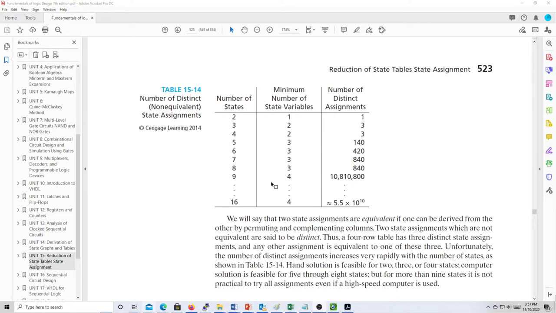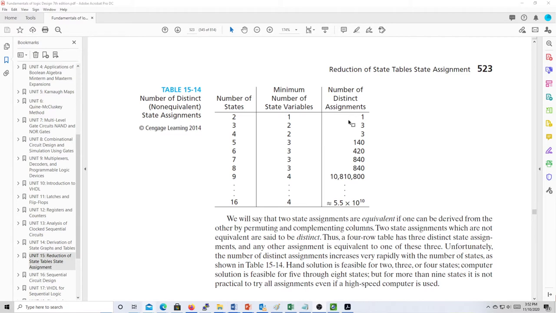If you look here at the text, table 15-14, you'll notice the minimum number of state variables for a given number of states. If you have two states, you only need one flip-flop. If you have three states, you need two. If you have four states, you need two. If you have five states, then you need three, and you need three all the way up to eight states. At nine states you need four, and so forth, all the way up to 16. And here are the number of distinct assignments. Now, this is not the total number of assignments. The number of assignments is very much greater than this.